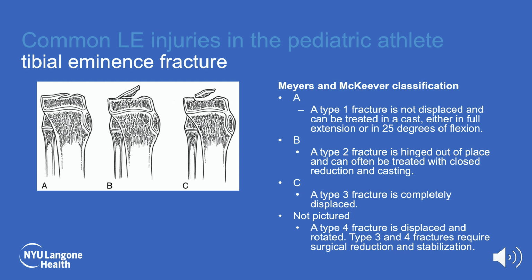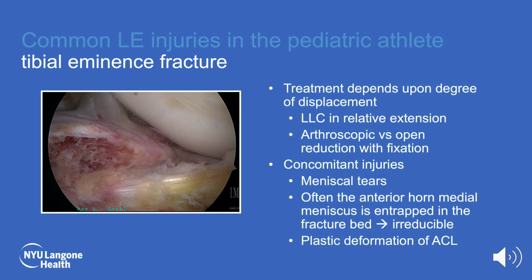Sometimes you can't get that reduced, and it's usually because there's something interposed. And an irreducible type 2 fracture is also one that we recommend undergo surgery. Type 3s are the completely displaced, and then the type 4s are either comminuted or rotated, and for 3s and 4s, there's generally no question about a surgical indication. So again, we talked about long leg cast and relative extension, or arthroscopic versus open reduction with fixation.